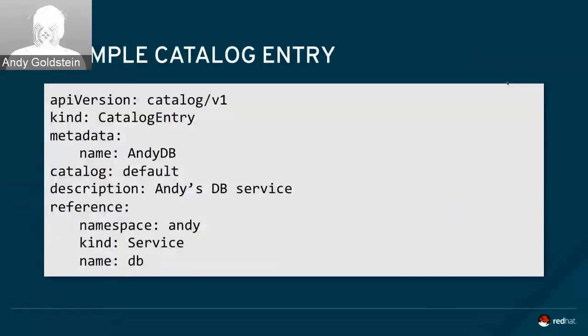And here's a sample of what that might look like. So you can see that the name is filled in as AndyDB, the catalog is default, it's got my description. And then I have a reference field in here that references what namespace the service lives in, what kind of resource it is, in this case a service, and the name of that particular resource, which is DB.